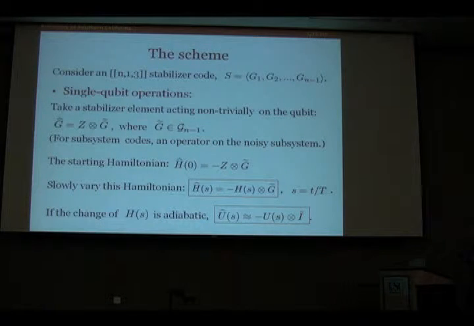Since this is going to play the role of a Hamiltonian, we would like it to have the smallest weight possible. As we know, for example, in the Shor code, it is possible to choose a stabilizer element with weight two. So here the G tilde, which is just some tensor product of Pauli matrices acting on the rest of the qubits, is going to be just one Z, say, on the neighboring qubit. I just want to mention that in the case of subsystem codes, we can also choose a Hamiltonian which acts on the noisy subsystem, the gauge subsystem, as a starting point. So it doesn't have to belong to the stabilizer.